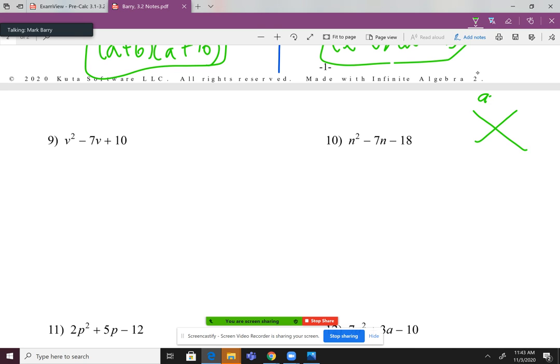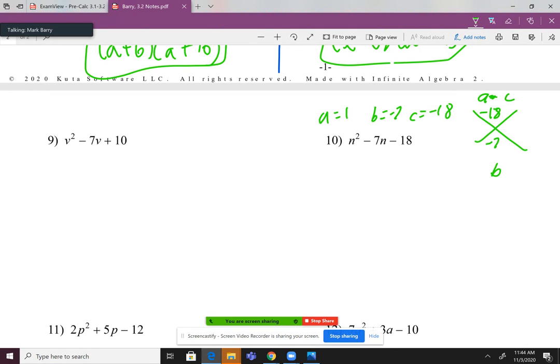On top, we're going to do A times C. On bottom, we put B. Now in this case, A is 1, B is -7, and C is -18. These are all the numbers in front of those terms. So if you have no number in front of that squared term, it's just going to be a 1. So A times C here would be -18, and then B would be -7.